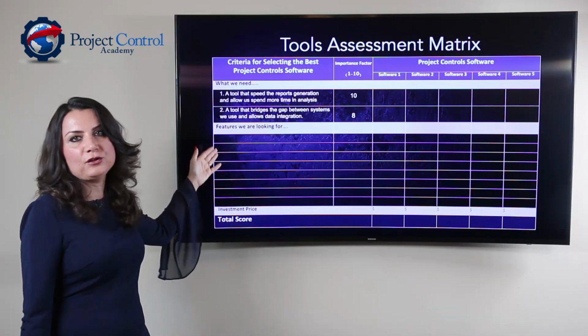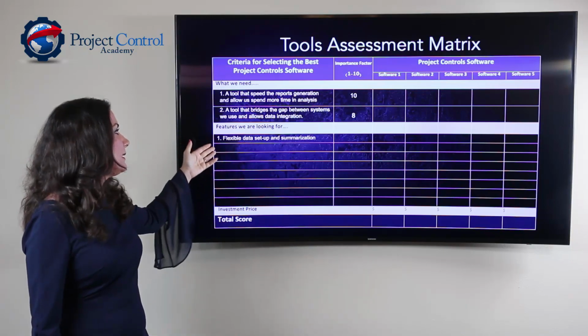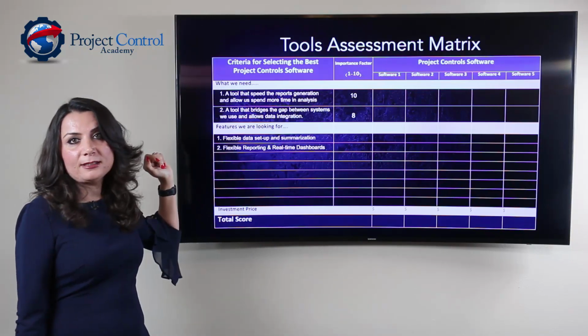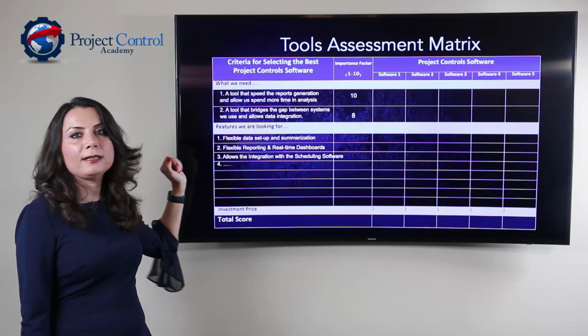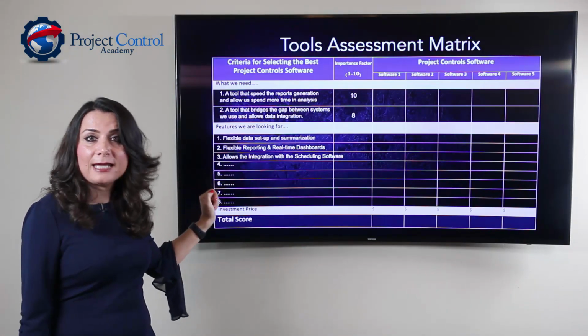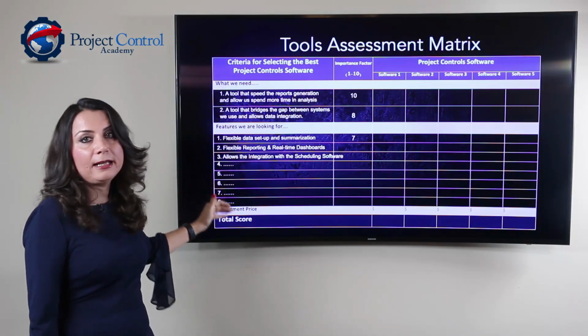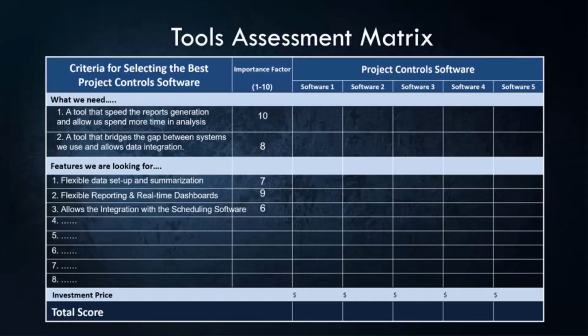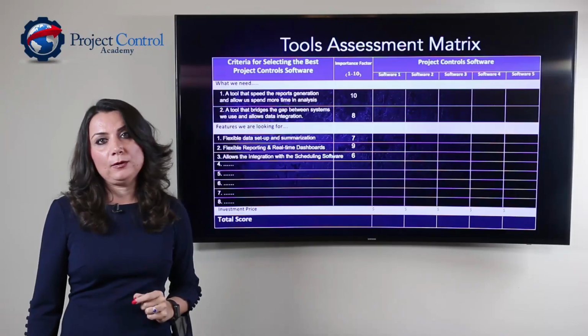And then what features you are looking for. For example, you want flexible data setup and summarization, you want flexible reporting and real-time dashboards, something that allows integration with the scheduling software, and the list goes on. And again, that's the list that you will develop with your team based on the outcome that you want out of the software. Once you do that, again, come up with the importance factor or the rating that you want for each of those criteria that you are looking for.